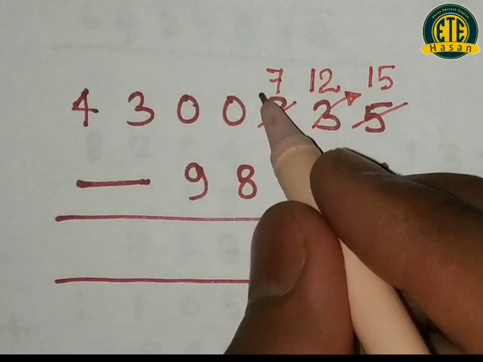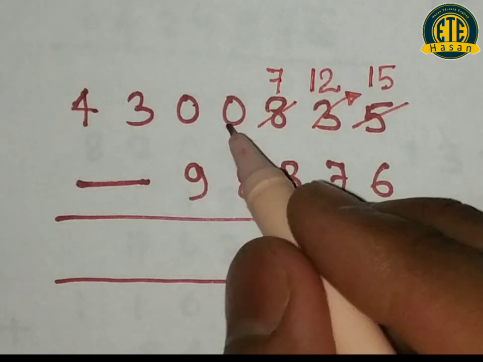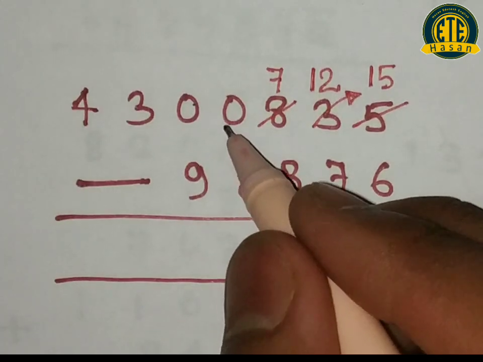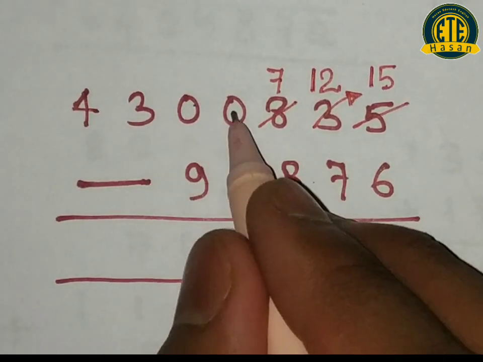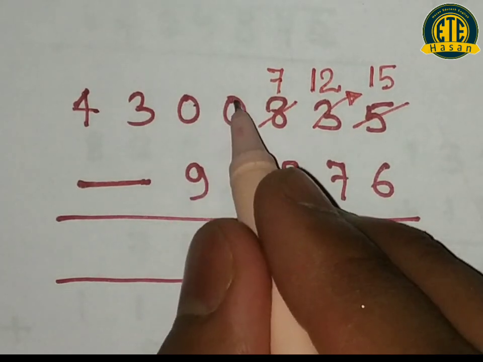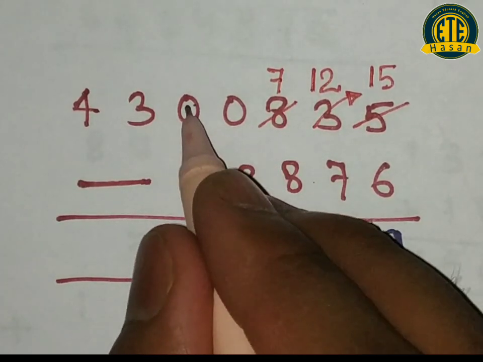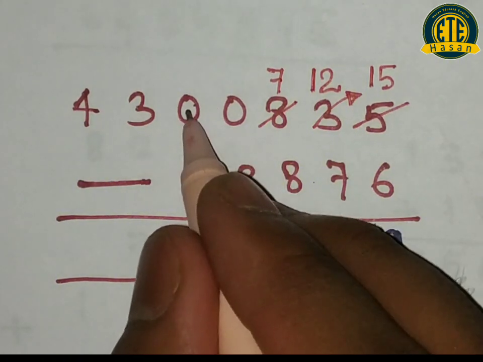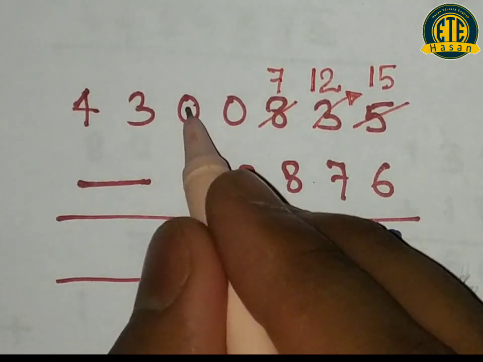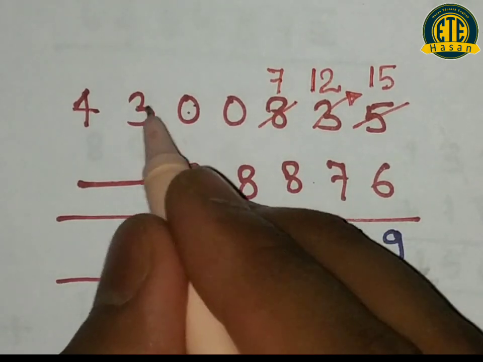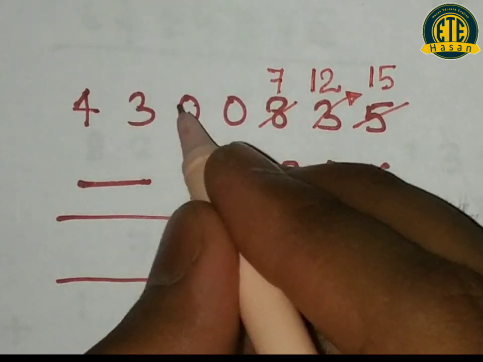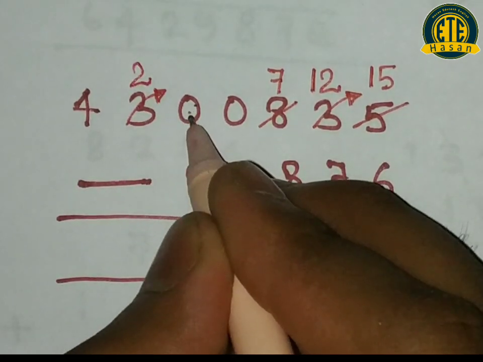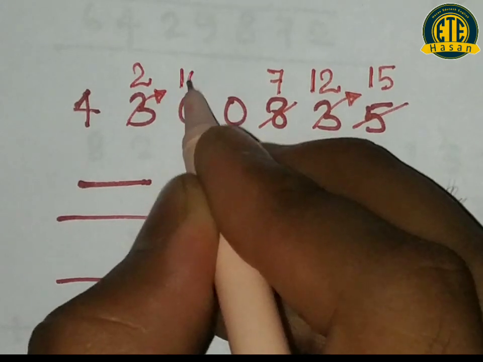Can 0 give any borrow? No, 0 is itself empty, it has nothing. So 0 also wants to borrow 1 from its neighbor number. The neighbor number is also 0, and this 0 also can't give any, so it wants to borrow from its neighbor. Its neighbor number is 3. 3 will give 1, 3 becomes 2, and this 0 becomes 10.